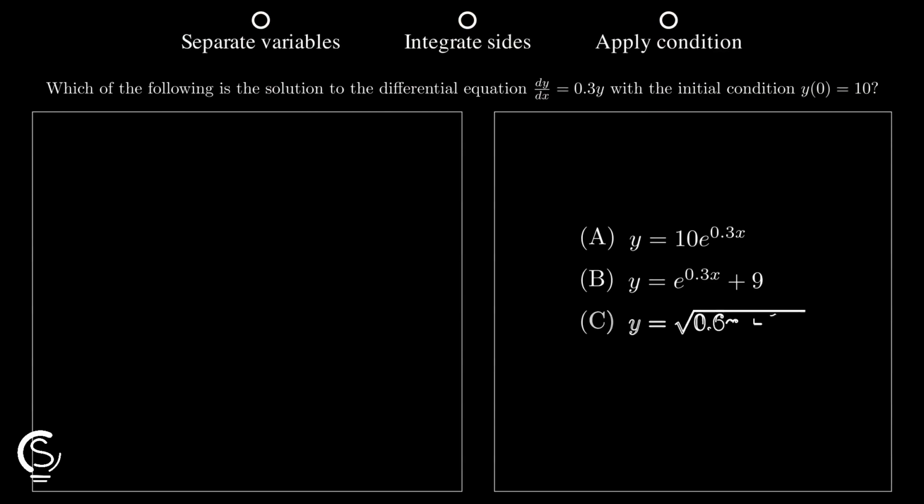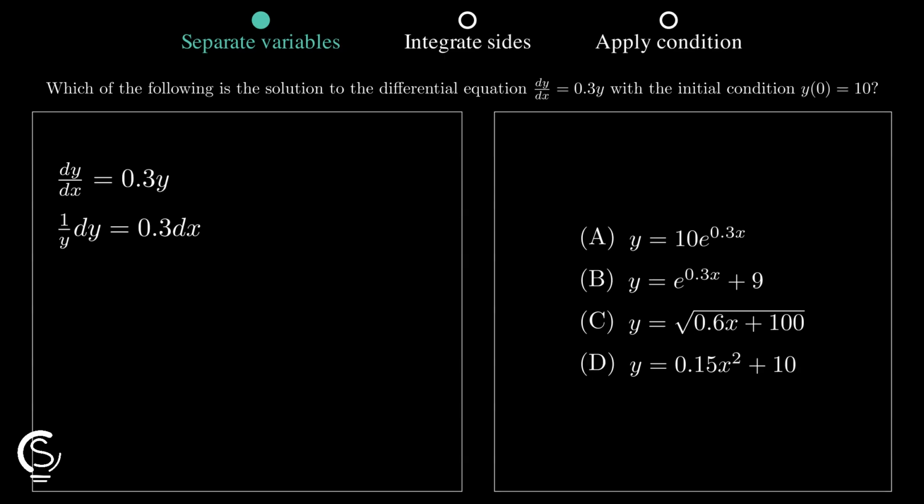Start by moving all y terms to the left and x terms to the right. This allows us to integrate each side independently with respect to its own variable.